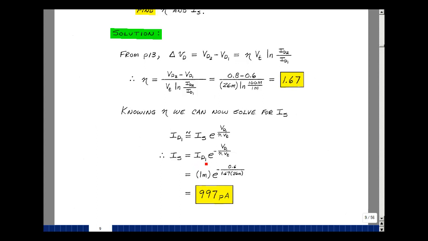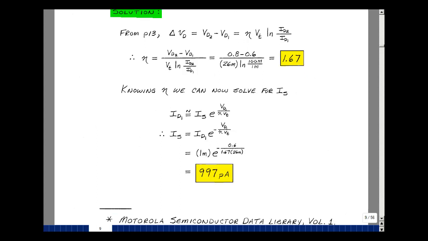I'm going to use that data point of 1 milliamp and 0.6 volts. Found eta to be 1.67. And again, we use 26 millivolts here. And I get almost a nanoamp. It's actually 997 picoamps. And so these are my values for the Shockley equation that I can get from datasheet data. In ECE303, we'll actually have a lab, number 3, where we collect the data and then find the value of eta and I sub s.